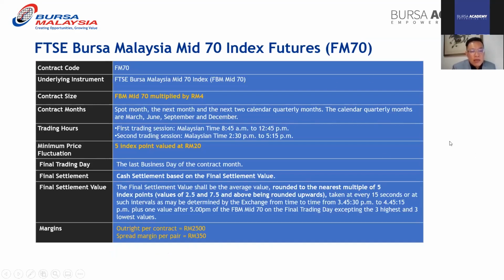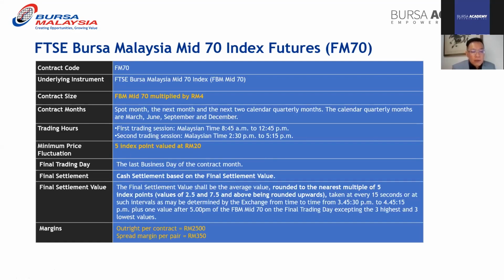This is something we covered last session, but we won't go through every single point. Just to remember, for the contract size, we said just now it is multiplied by 4. So if the FM70 is currently trading about 14,800 points, the contract size is that index points multiplied by 4. The minimum price fluctuation is 5 index points, equivalent to 20 ringgit. So every minimum movement in the FM70 is 20 ringgit.